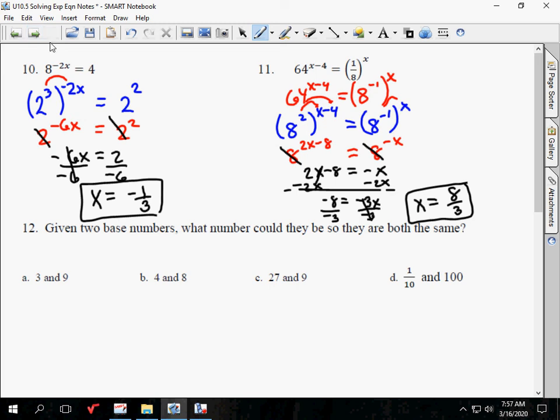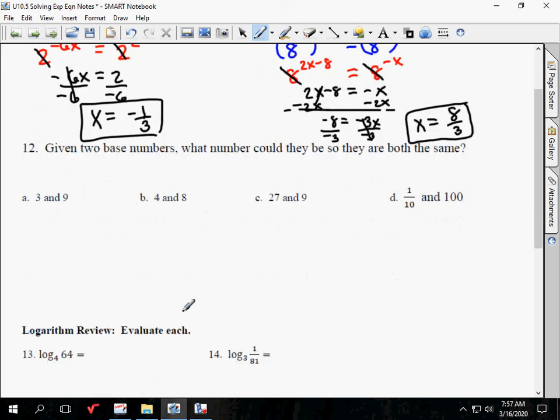All right, so let's try number 12. Number 12 is just asking us what base could both of them be made to be the same as. So this helps us with solving exponential equations where the bases are not already the same. All right, so let's go ahead and practice.